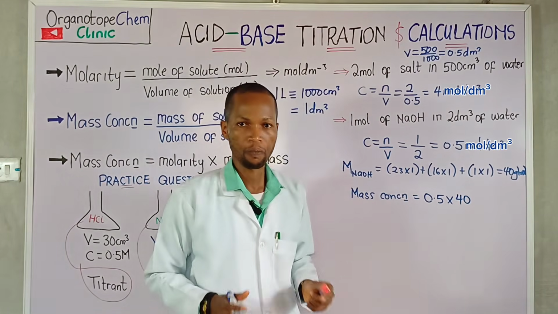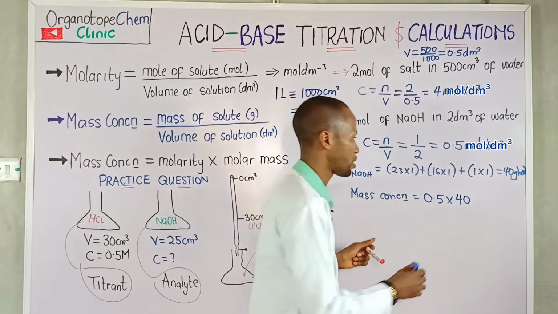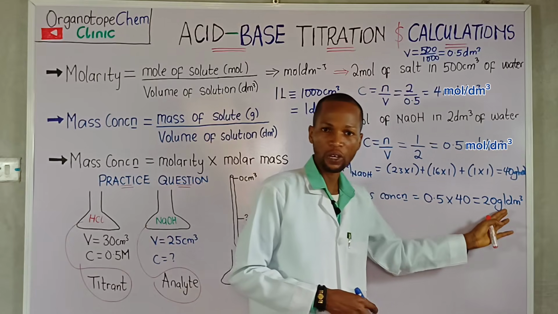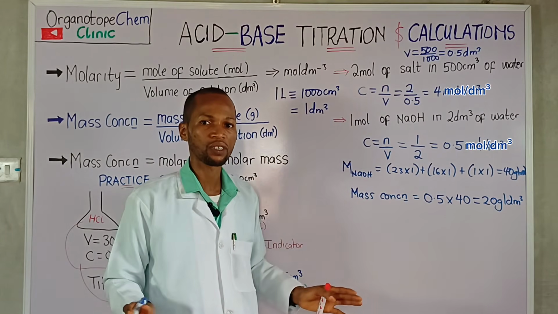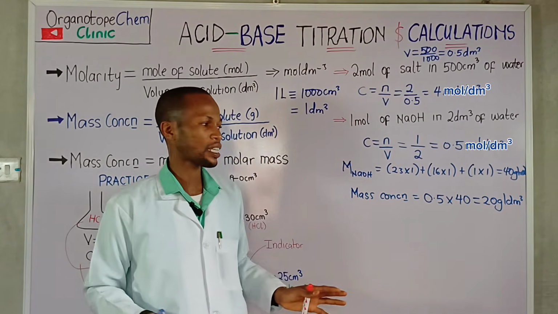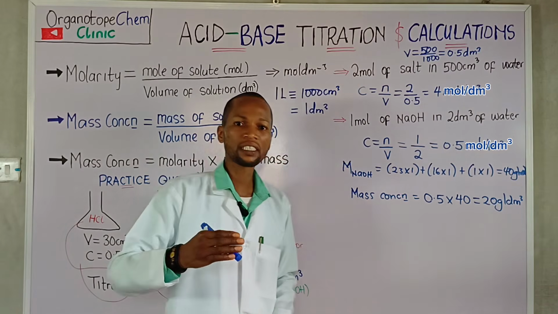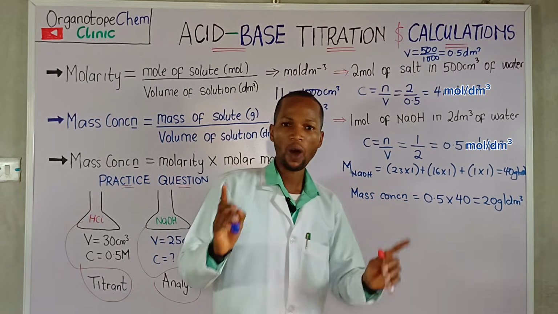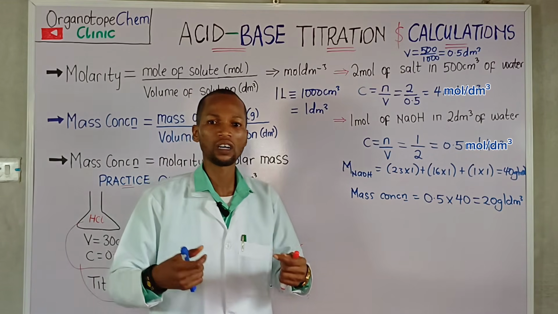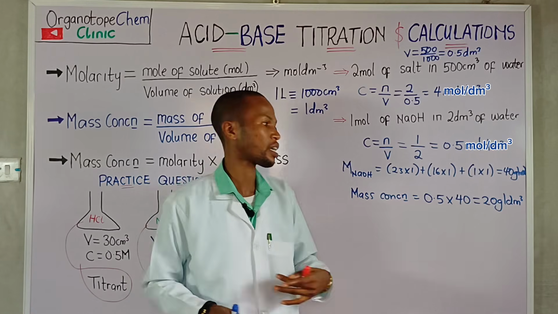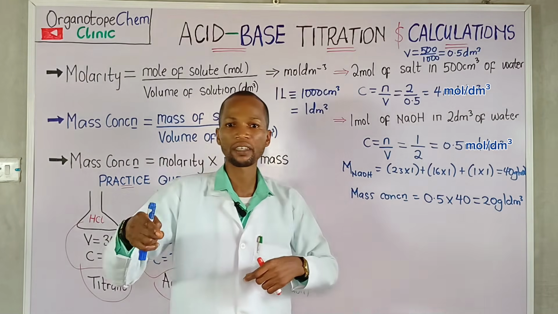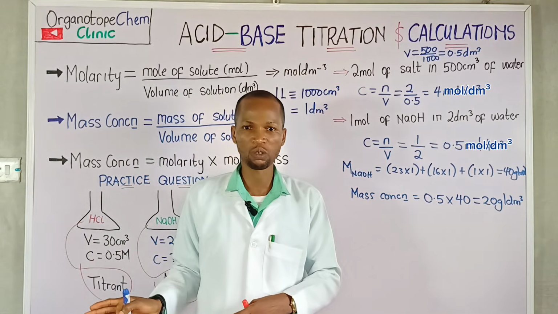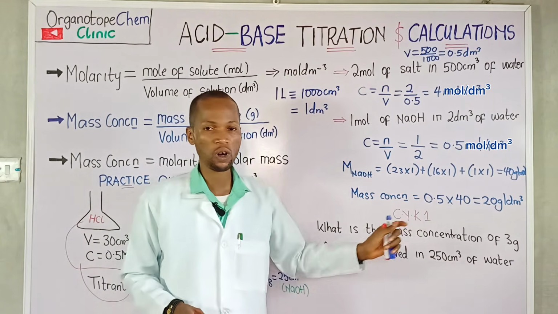So 0.5 multiplied by 40 gives 20 gram per dm cube. The 20 gram per dm cube is the mass concentration of sodium hydroxide. Can we interpret the answer right here? 20 gram of sodium hydroxide was dissolved in 1000 cm cube of water, or we express this in dm cube. So we are going to say that 20 gram of sodium hydroxide was dissolved in 1 dm cube of water or solution. Moving on, can we consider the CYK1 question?